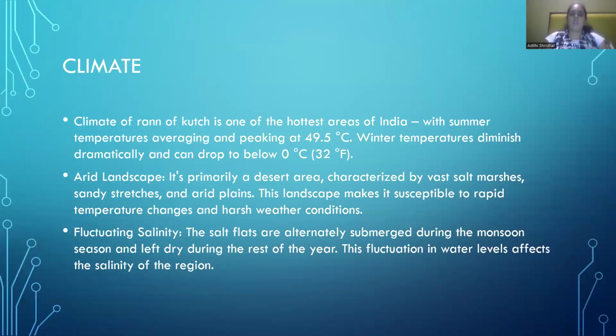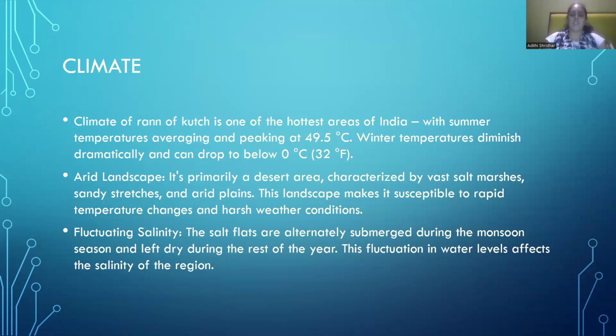Climate. The climate of the Rann of Kutch is one of the hottest in India, with summer temperatures averaging and peaking at 49.5 degrees Celsius. Winter temperatures diminish dramatically and can drop to below 0 degrees Celsius or 32 degrees Fahrenheit.